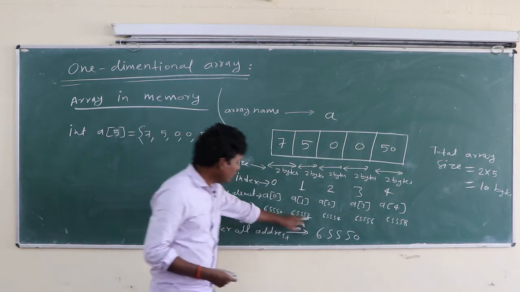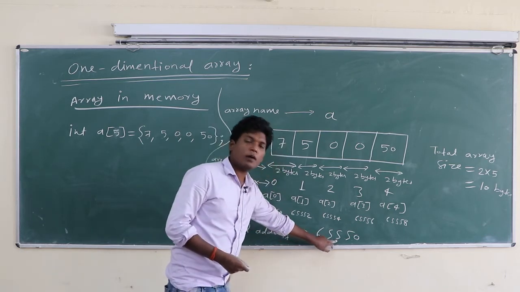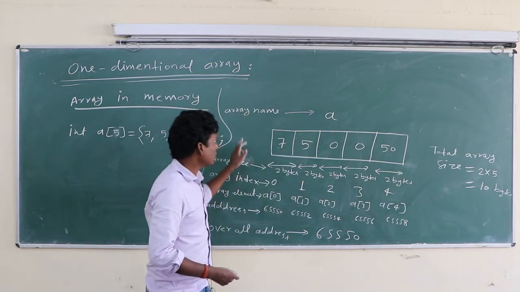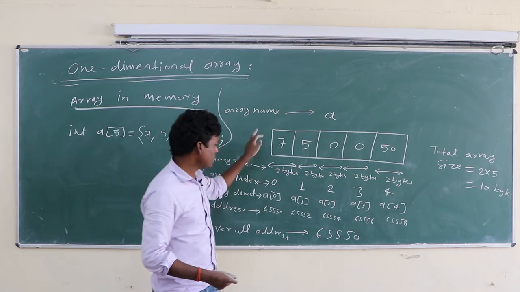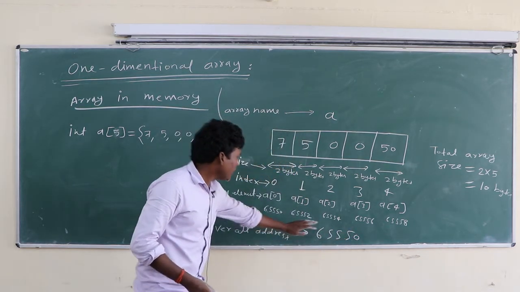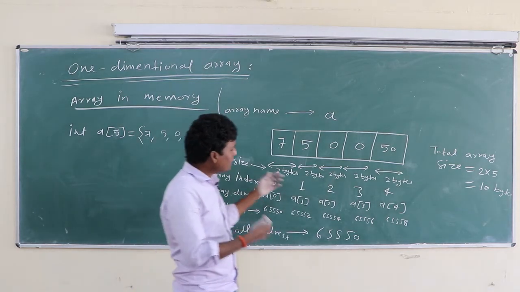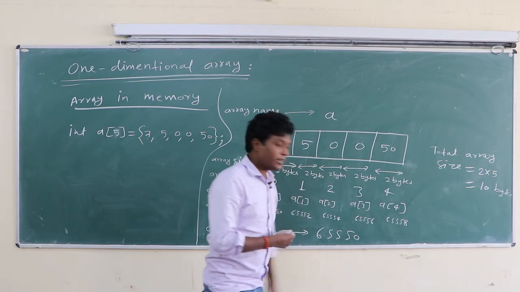So these are the individual addresses of each block, and this is the overall address of this memory location. This overall address becomes the base address, and it increments by 2 bytes each time to get the individual block address.